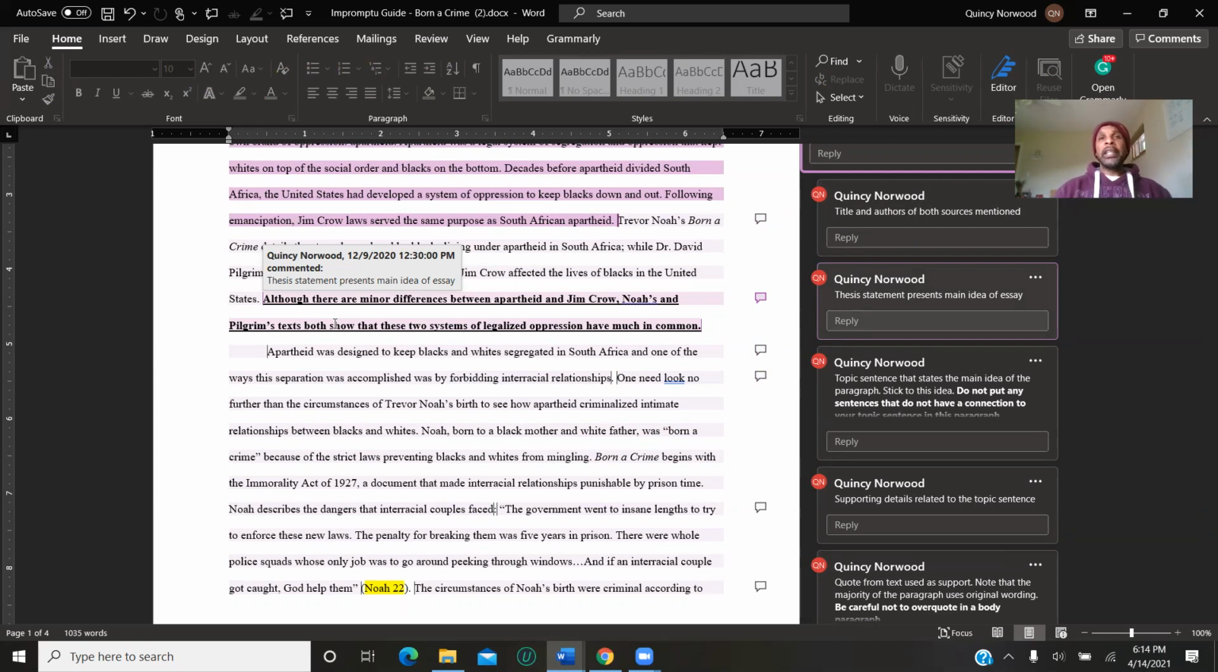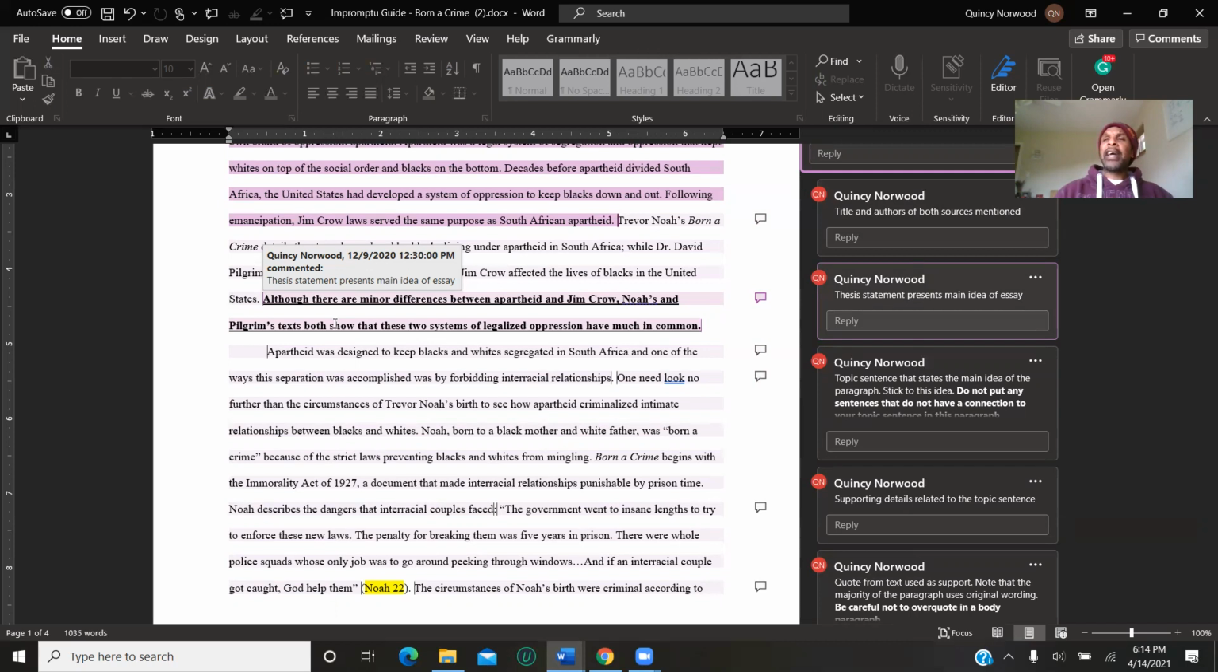If you look at this paragraph, just like our intro has certain elements, attention grabber, background, and thesis statement, your body paragraph should have certain elements as well. A topic sentence, which states the main idea of the paragraph, and then relevant supporting details. Their goal is to flesh out your topic sentence.